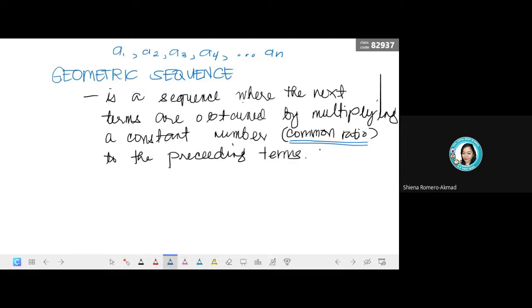Ano po yung i-divide natin for common ratio? That is the second term divided by the first term, third term divided by the second, fourth divided by the third, fifth divided by the fourth, and so on. So that is the way on how to solve for the common ratio. Or later, I'll be introducing to you the other formula for ratio.